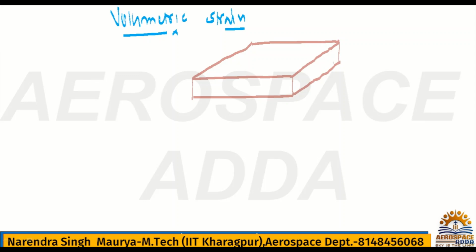This is the one bar XYZ, and if you check, when this member is subjected to different directions, stresses will be there: sigma x, sigma y, sigma z. So whatever the volumetric strain, that volumetric strain will be in x direction. Suppose here I can give the axis: this is the x axis, y axis, and z axis.